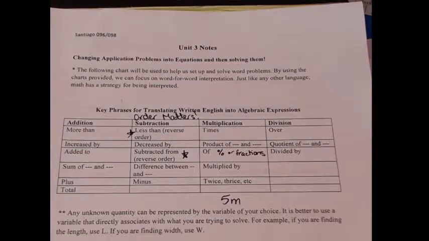You shouldn't write m5, that's weird. It should be 5m. So coefficient, variable. Hopefully that makes sense. And last one we're going to look at is division.